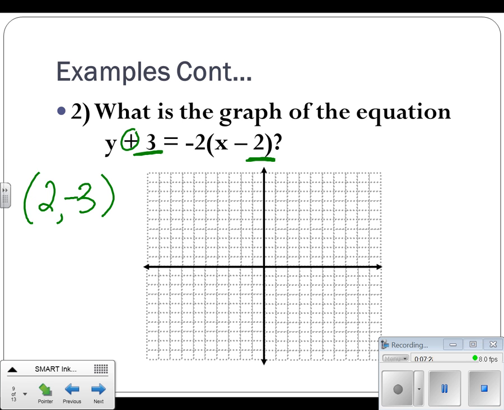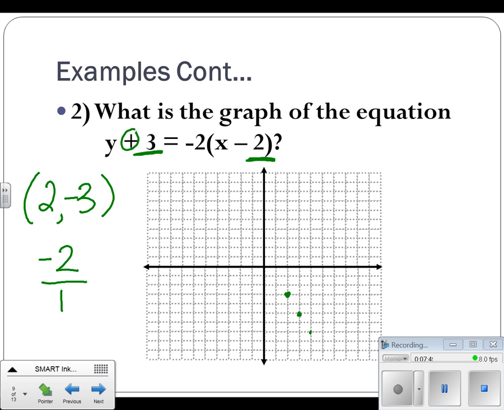Okay, our slope is -2. So we start by taking the point 2, -3. Put your point right there at 2, -3. And then your slope is -2. So if you rise over run, it would be down 2, right 1.